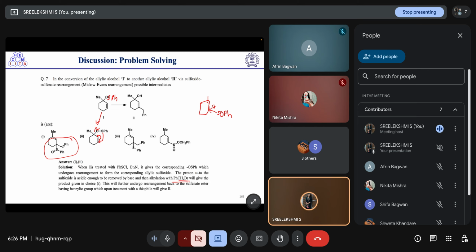Then what is happening? If we further undergo rearrangement, again this can undergo rearrangement. Sorry, this mouse is troubling me. So this lone pair can attack again this double bond. This will come over here and this will break. So firstly, what we have seen is sulfinate is converting into sulfoxide. Then again the sulfoxide will be converting into the corresponding sulfinate. So here again OSPh will be formed. Then that OSPh will be converted into OH to form this compound.